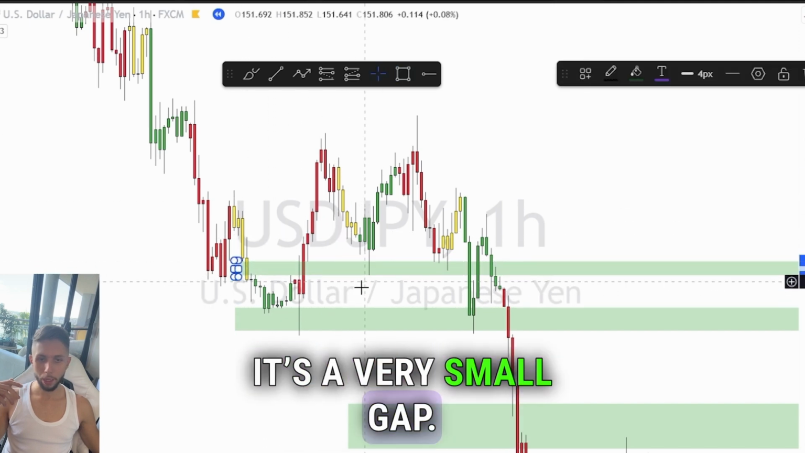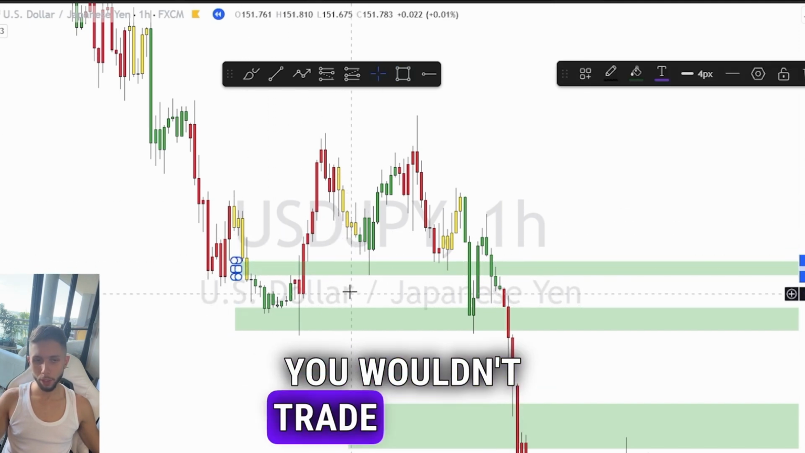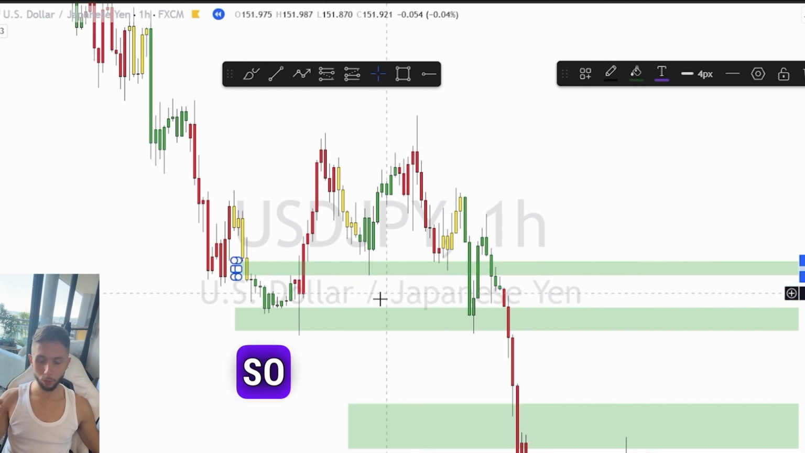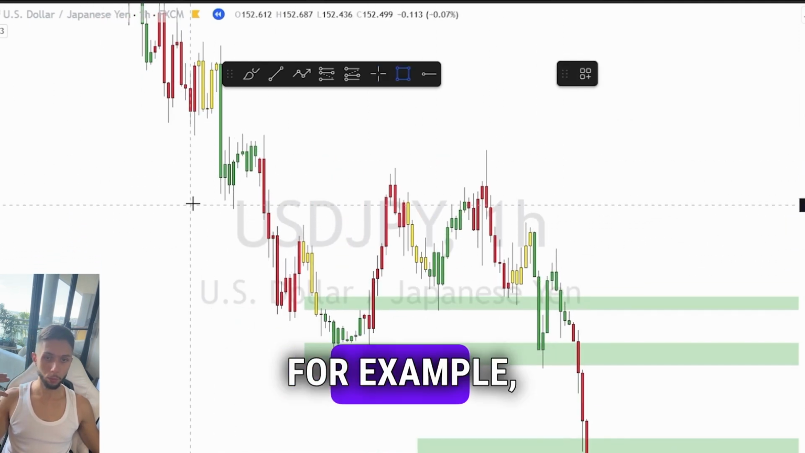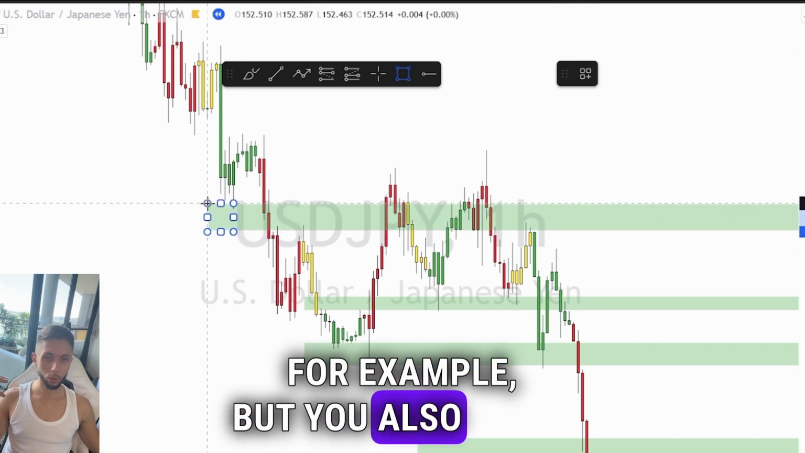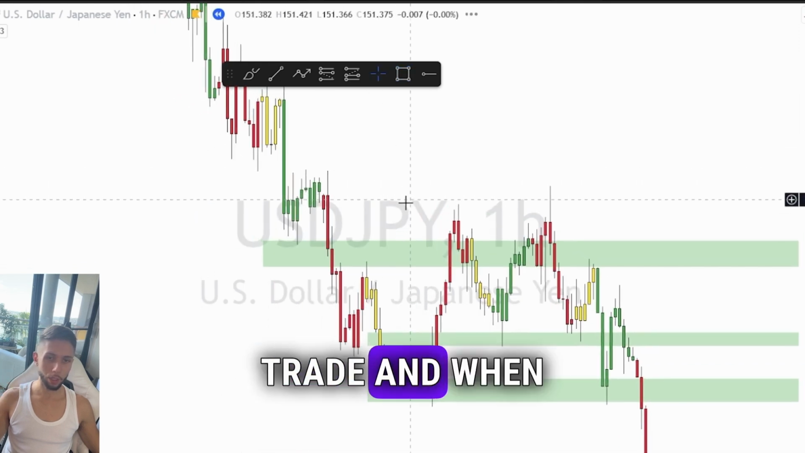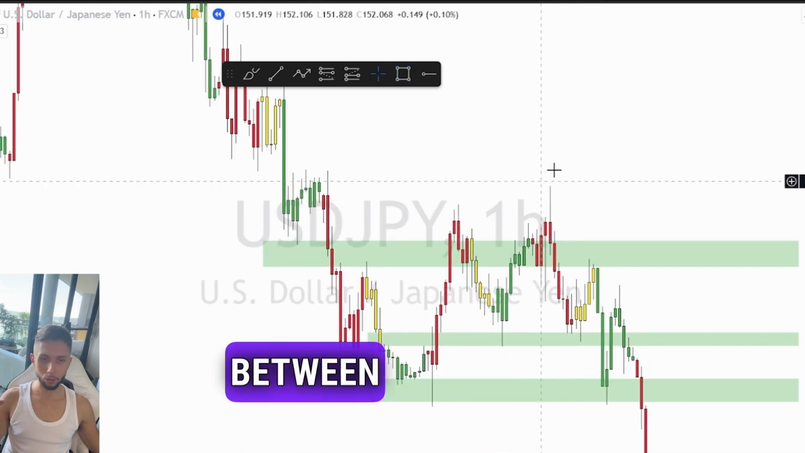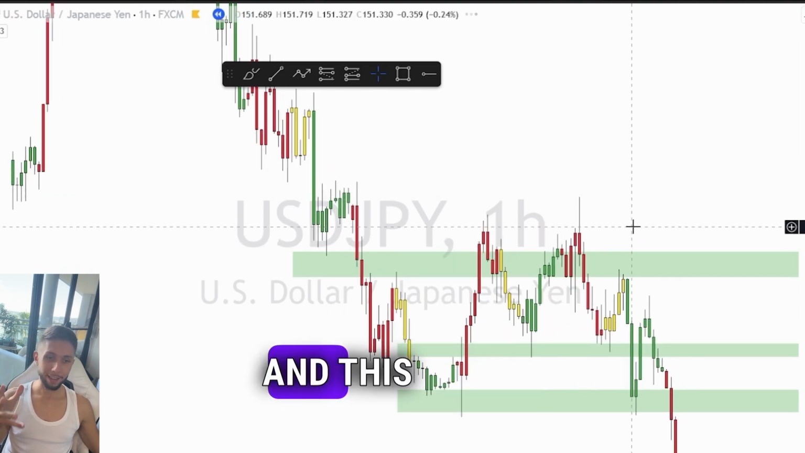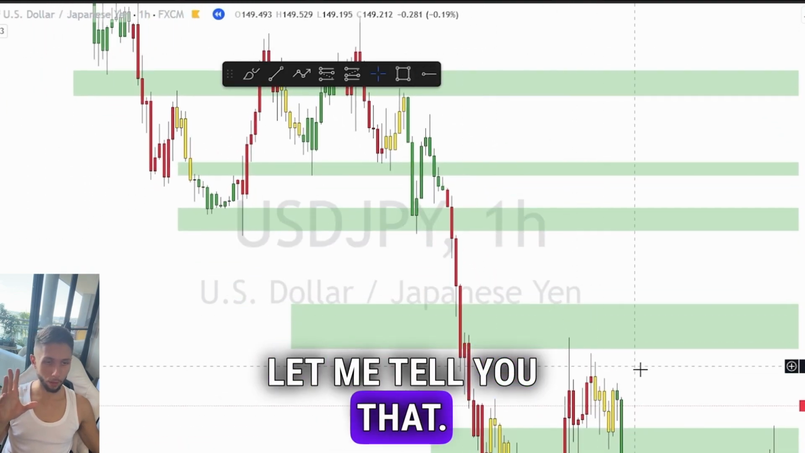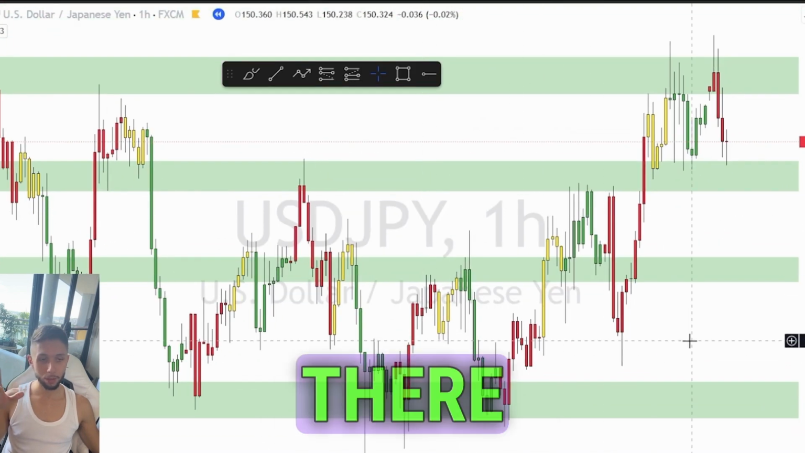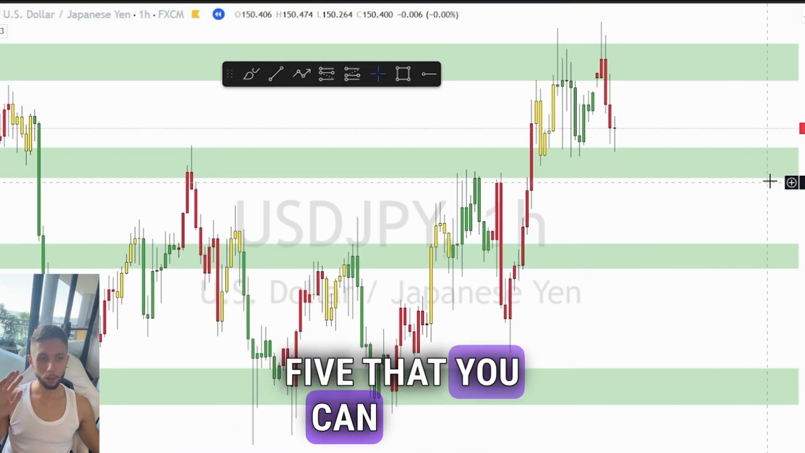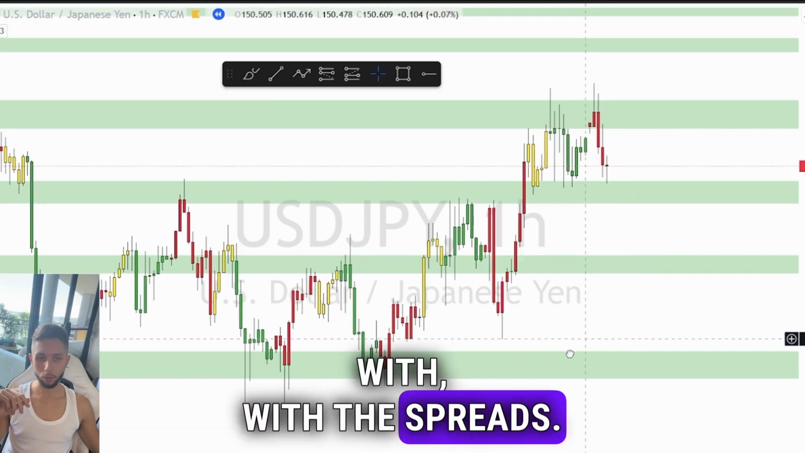So it's a very small gap. If the gap is that small, you wouldn't trade because it wouldn't be worth it anyway. So the good thing is that you not only know where price is going to go to and from, but you also start to understand when you should trade and when you should not trade, just based on the distance between the zones, right? And this is just one pair. Let me tell you that this is just one pair. If you don't have opportunities on this pair, how many USD pairs are there? There's at least 5 that you can easily make money with the spreads.